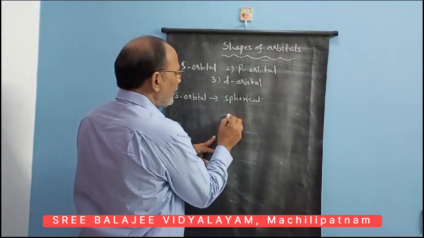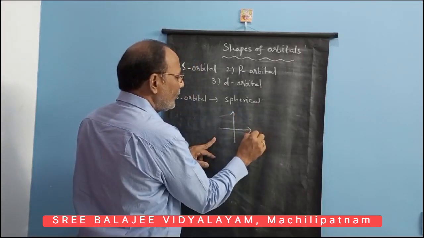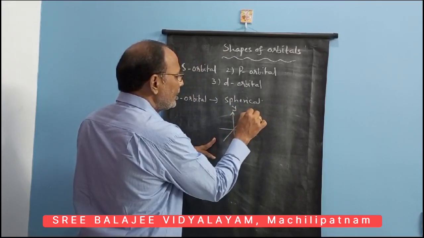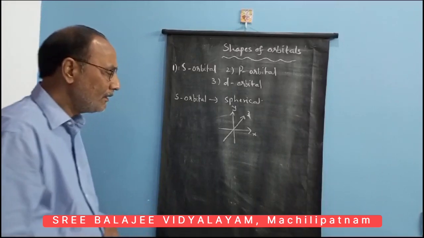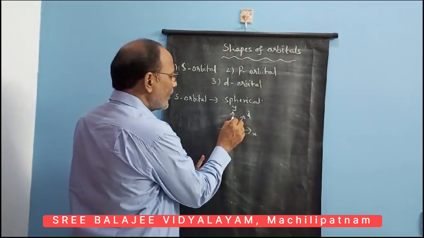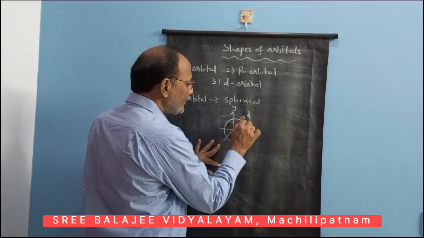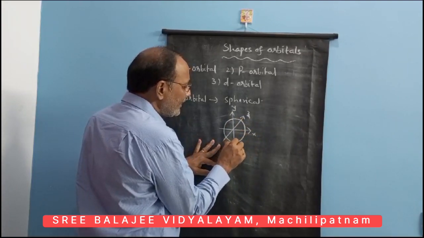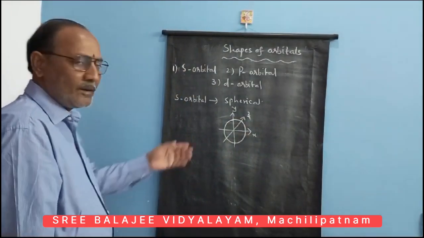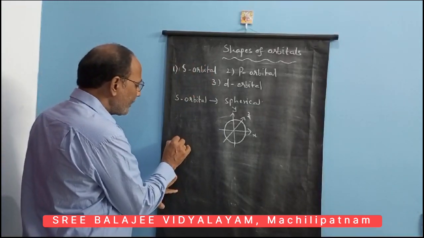Now we have to take the three axes x, y and z. Usually the three axes are perpendicular to each other. Now come to the shape of the s orbital. It is spherical in manner. So this is the shape of the s orbital. Very simple one.